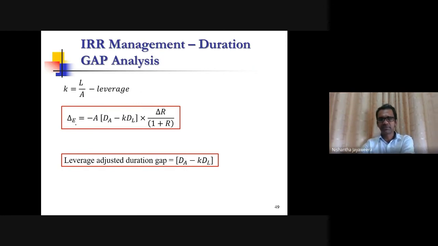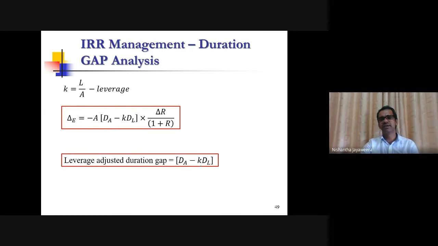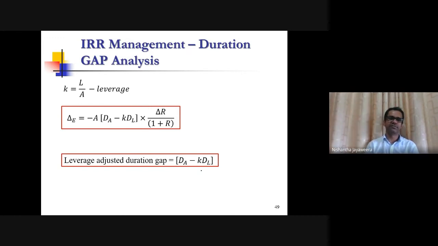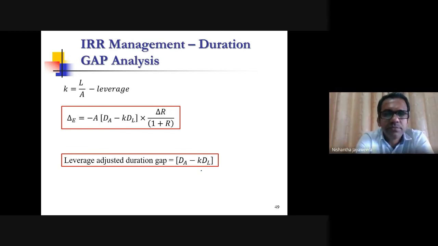That's the concept. In a few words, this part, dA minus K dL, we call the duration gap, or not just duration gap, the leverage adjusted duration gap, because it is dA minus K times dL. But remember, this is in Macaulay duration, not in modified duration. Correct? So what would happen if this gap widens? Positive gap widens, what would happen?